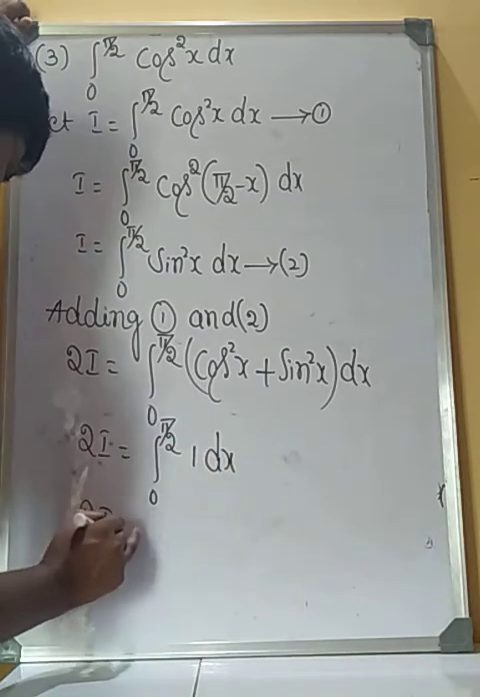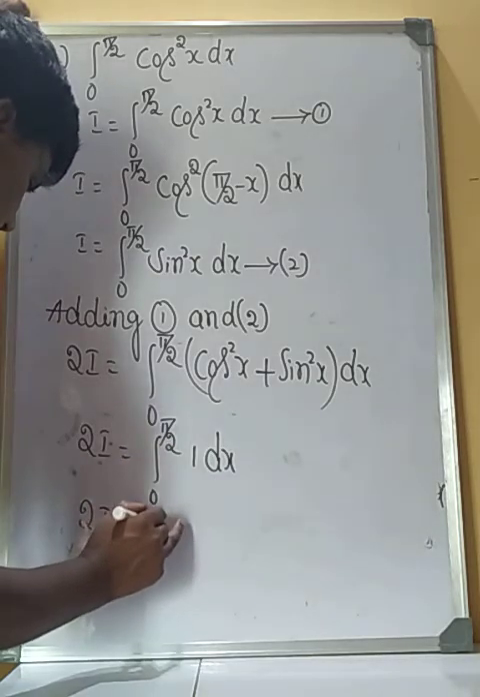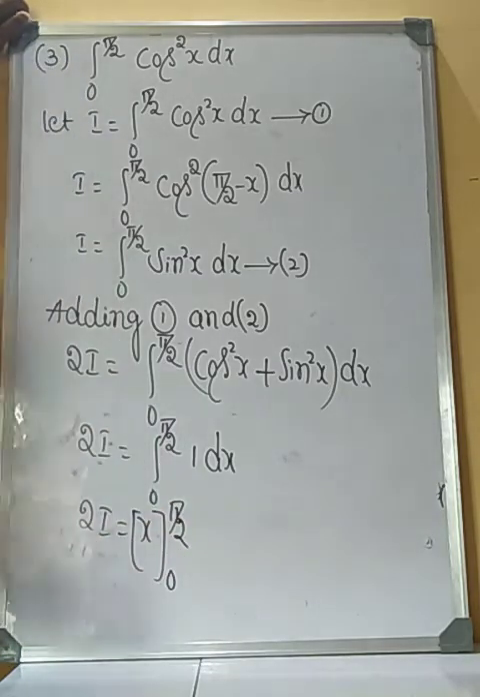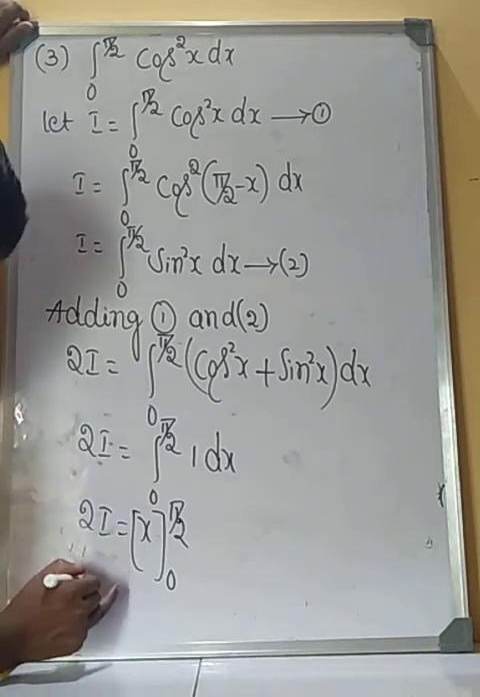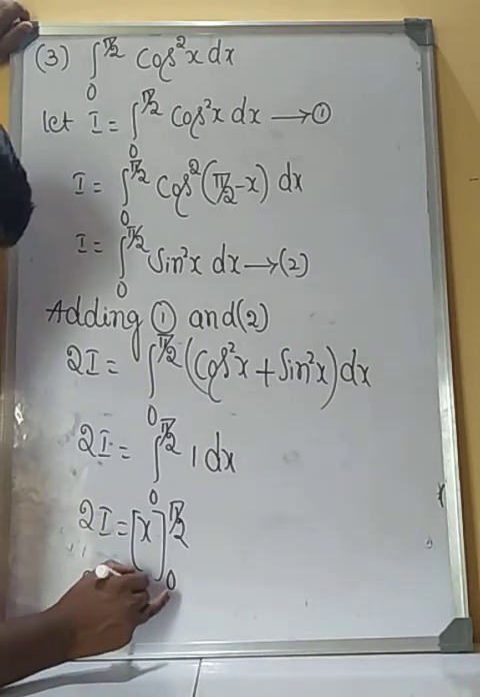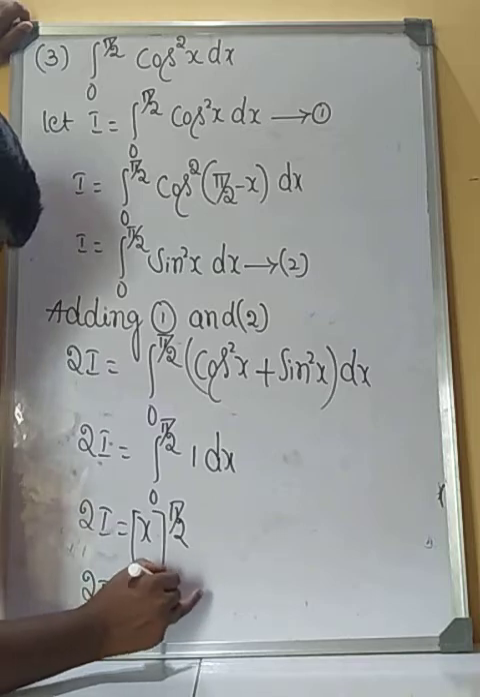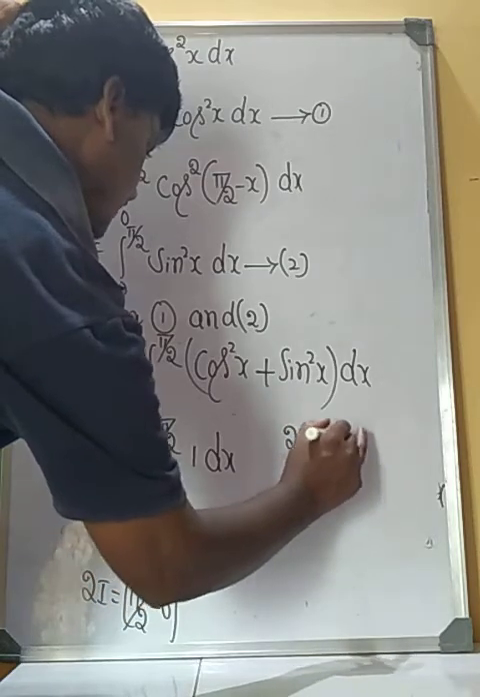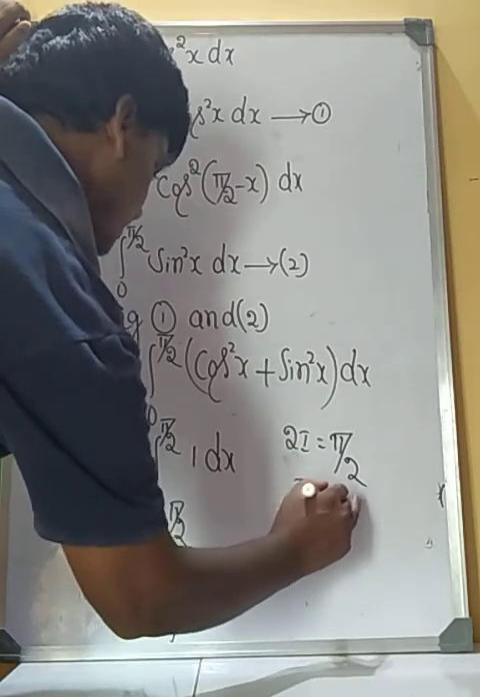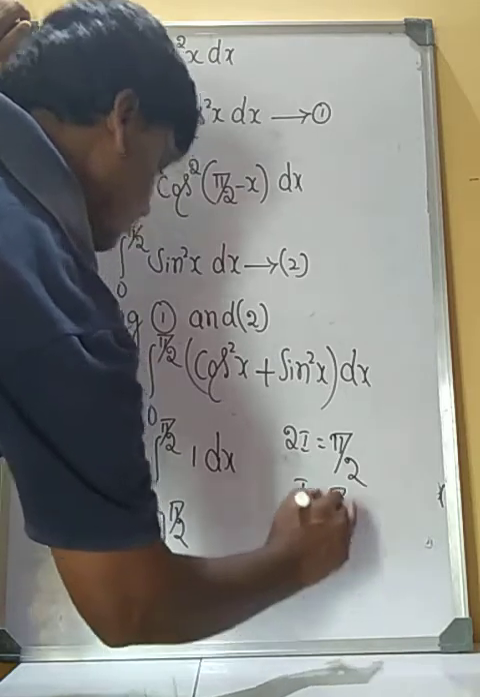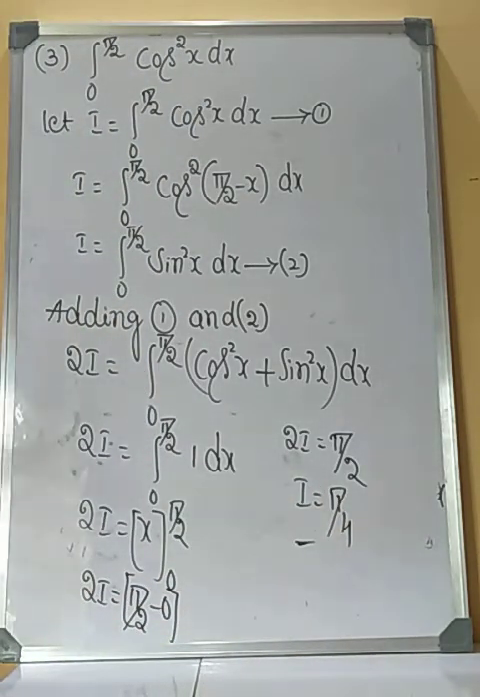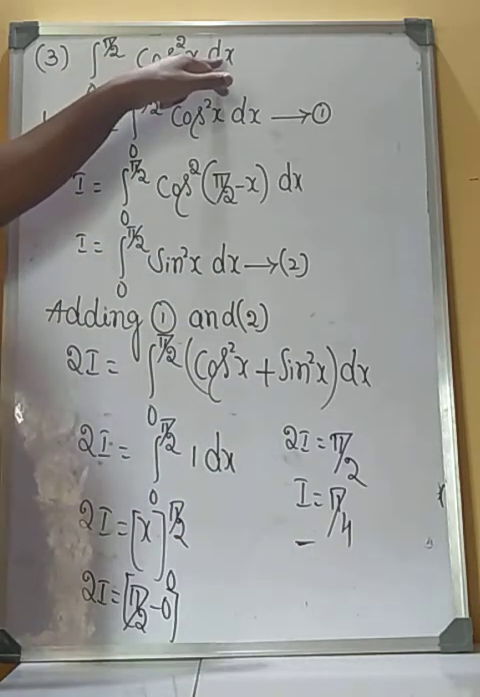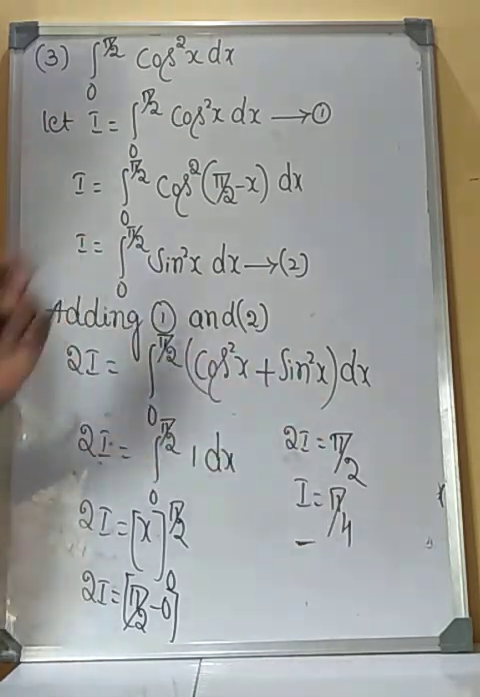Therefore 2I is equal to integral of dx is x, its upper limit is pi by 2, lower limit is 0. Therefore 2I equals pi by 2 minus 0. Therefore 2I equals pi by 2. Therefore I equals pi by 4. So therefore the integral 0 to pi by 2 cos square x into dx is pi by 4.